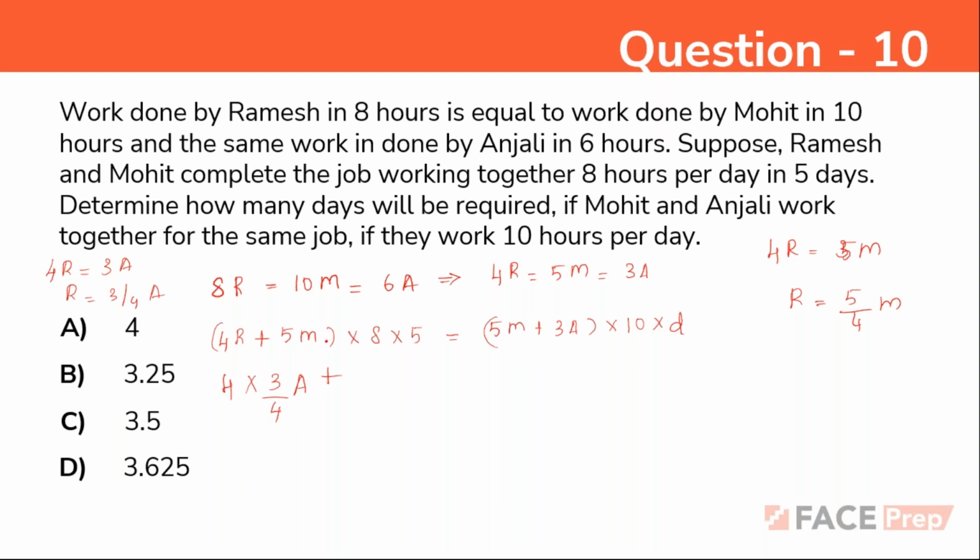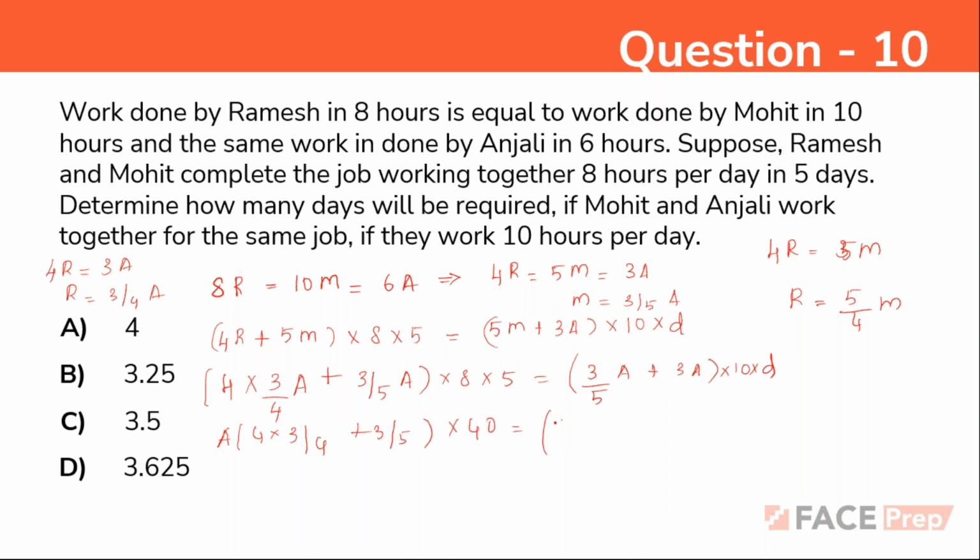Now plus, what about 5M? 5M is equal to 3A. So M will be 3 by 5A. So here plus 3 by 5A into 8 into 5, which will be equal to, again, M is 3 by 5A plus 3A into 10 into D. Now I am going to take A common. So 4 into 3 by 4 plus 3 by 5 into 40, which is equal to A into 3 by 5 plus 3 into 10 into D.